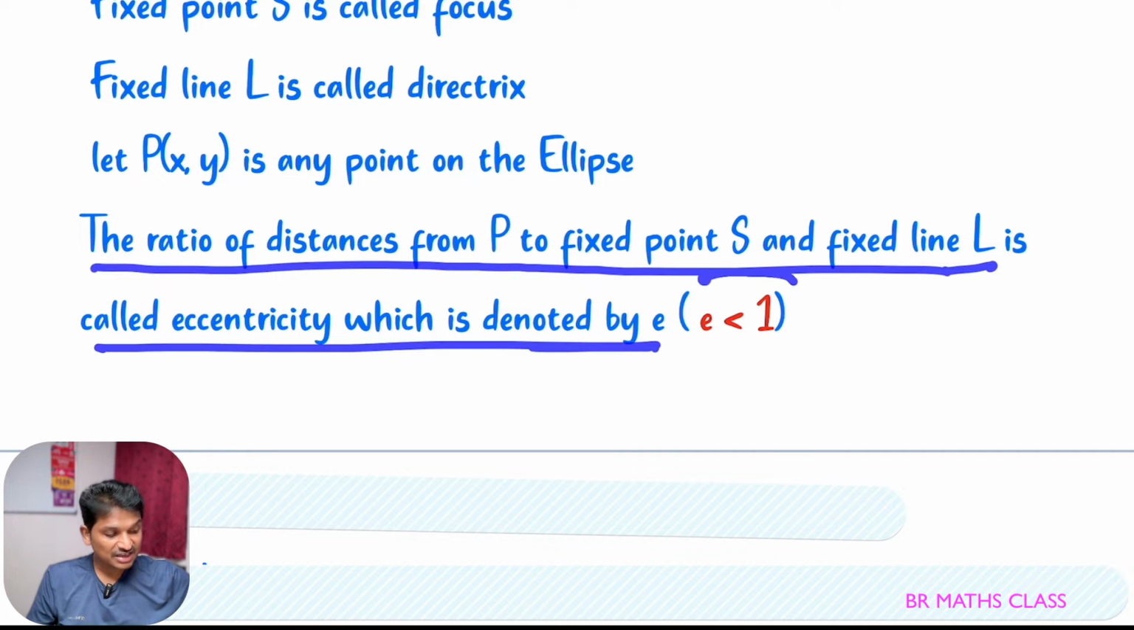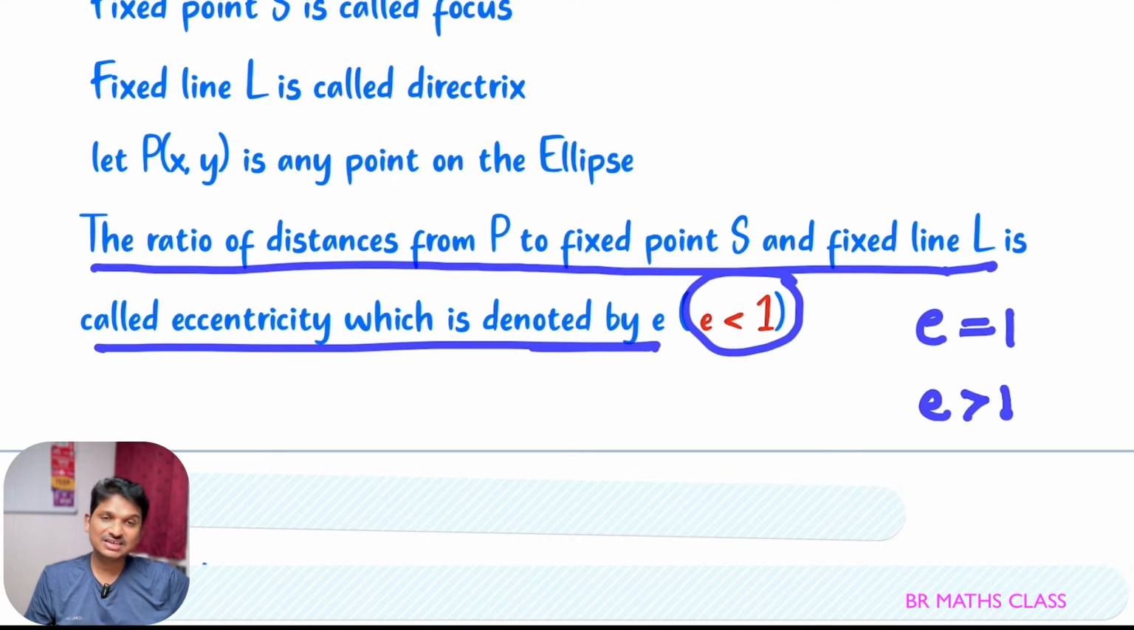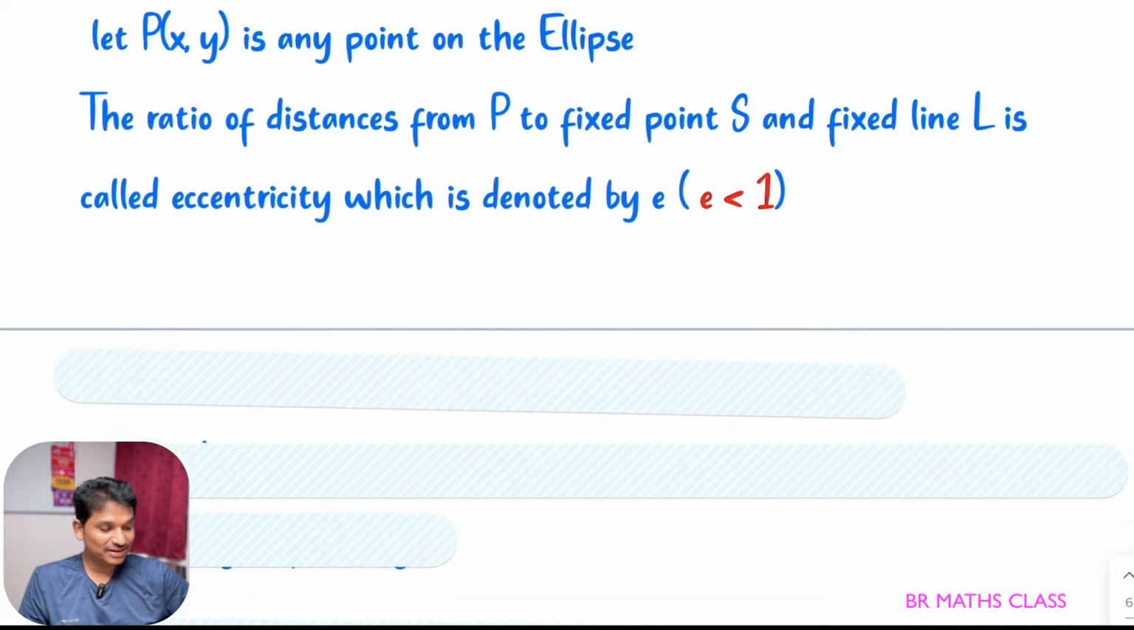In ellipse case, this E is less than 1. In parabola case, E is 1. In hyperbola case, E is greater than 1. Now, we will move to next.